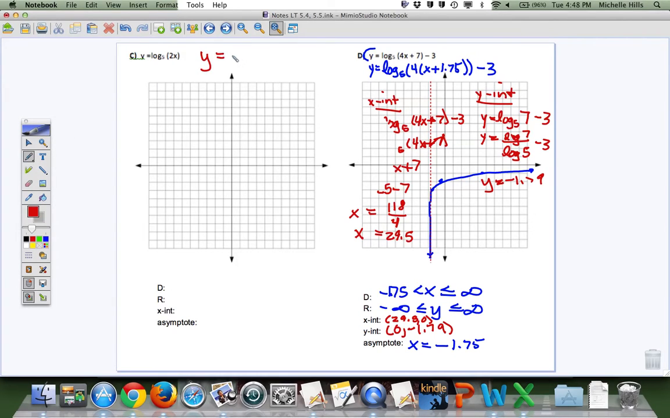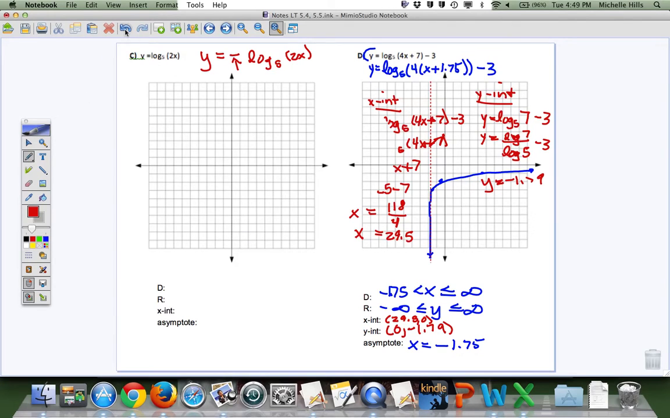y equals the opposite of the log base 5 of 2x. Remember, this means that it's reflected across because the change is on the y, the change of sign is on the y. If I change the sign on the y, I reflect across the x-axis.